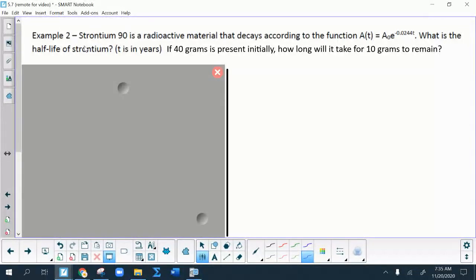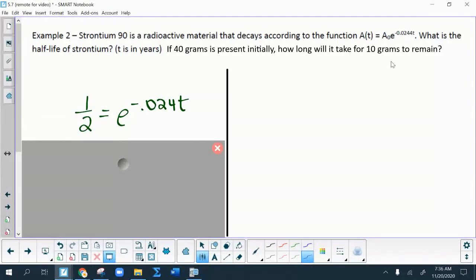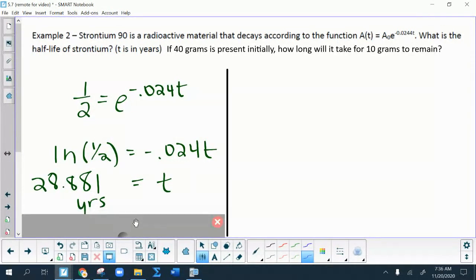So it wants us to figure out how long it will take until the amount of strontium goes to half of where it started. So it's going to be the same setup as I talked about before. You're going to take your equation and put 1 in for A naught, so 1 for the initial amount and a half for the ending amount. I just didn't write the 1 there. But we're solving for T now, not K. So second step, rewrite it in log form, and then divide by that K value, and you get 28.881 years.